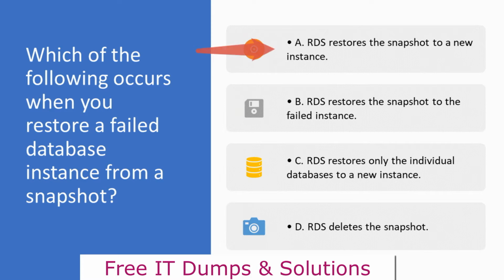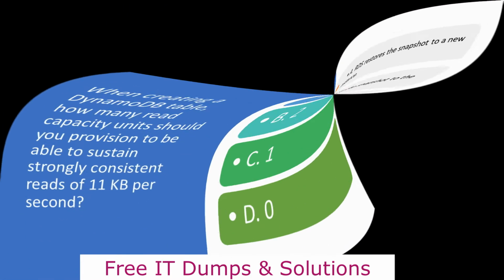When we restore from a snapshot, RDS creates a new instance and doesn't make any changes to the failed instance. A snapshot is a copy of the entire instance, not just a copy of the individual databases. RDS does not delete a snapshot after restoring from it. Let's talk about the next question.